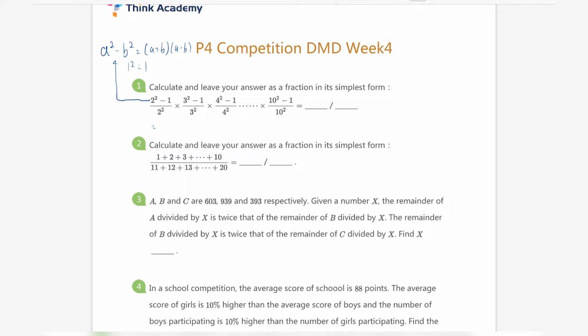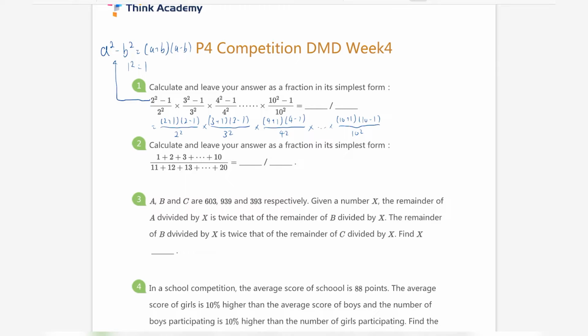Now, if we do that, what are we going to obtain? We are going to obtain 2 plus 1, 2 minus 1 divided by 2 squared, multiplied by 3 plus 1, 3 minus 1 over 3 squared, multiplied by 4 plus 1, 4 minus 1 over 4 squared, all the way to 10 plus 1, 10 minus 1, divided by 10 squared. And that's the idea.